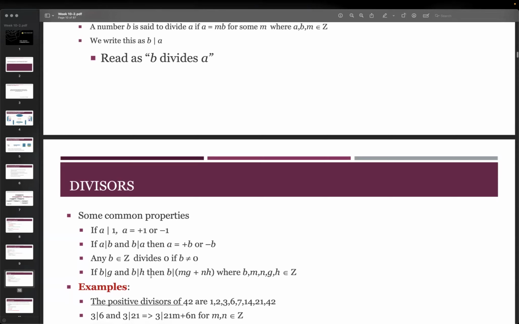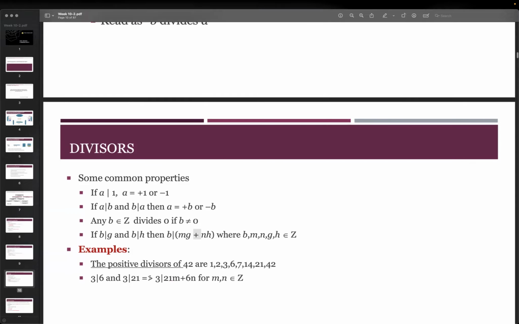Or BG or BH. Then one thing is, if they have a common divisor, let's say NG and H right here, then all of them will be a subset of Z. Okay, and so all the positive divisors of 42 can be 1, 2, 3, 6, 7, 14, 21, 42. Okay, so that's why we say, and then we can choose like 21, 6, and then choose NM, which will be a subset of Z.